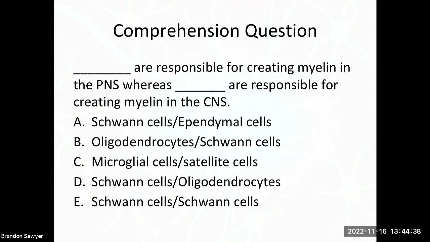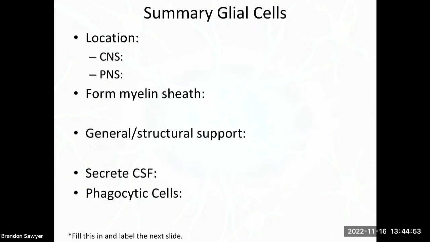All right, so 93% of you are saying D. So it's the Schwann cells that create the myelin in the peripheral nervous system, whereas the oligodendrocytes create the myelin in the central nervous system. Good. Perfect.